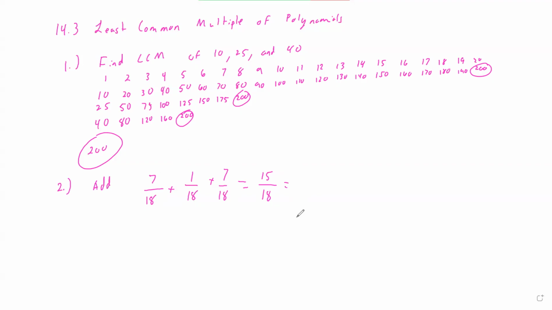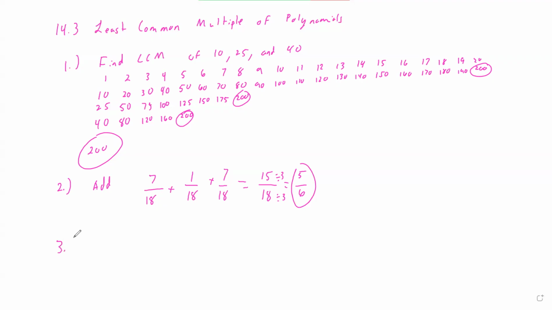But we always want to reduce that. So I can reduce that by 3, so that would be 5 over 6. So if you divide both of them by 3, or you can type 15 over 18 into your calculator, and it will pop out 5/6 as well as your simplified answer. All right, let's look at another one.